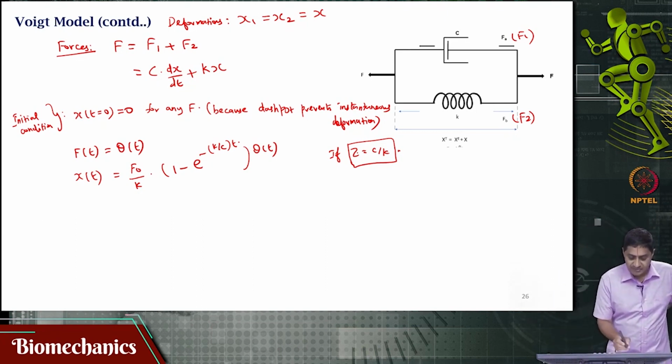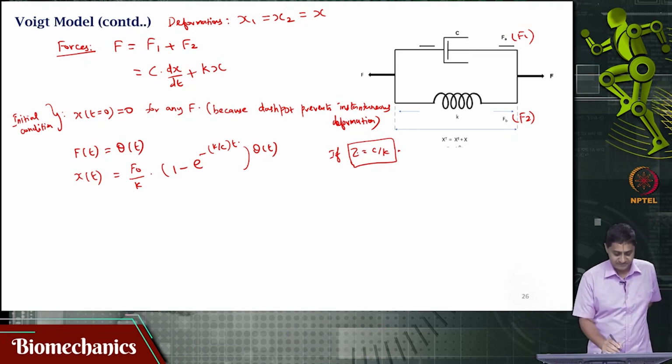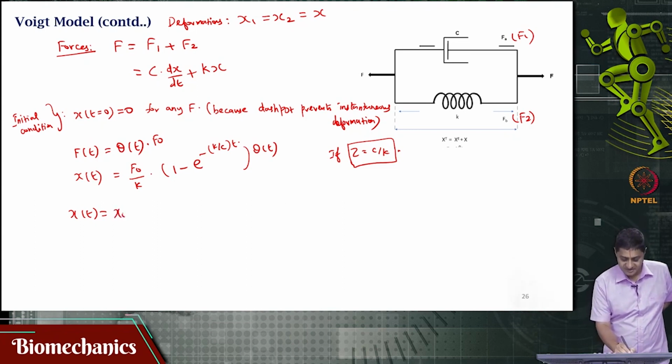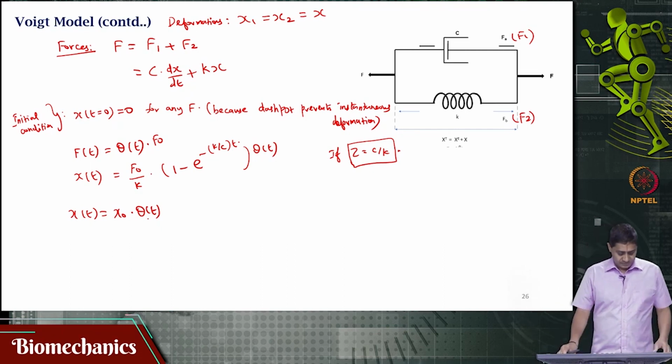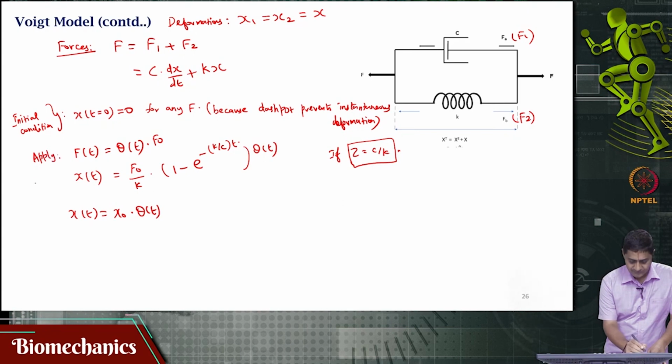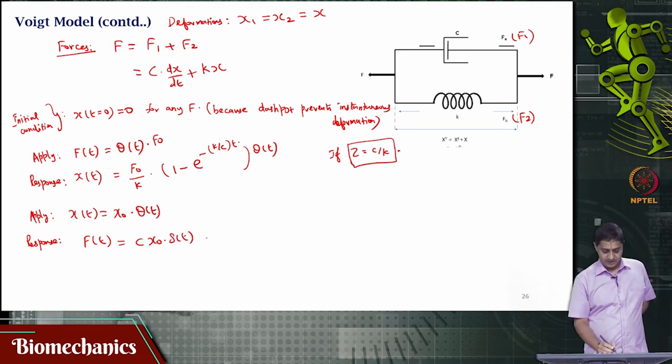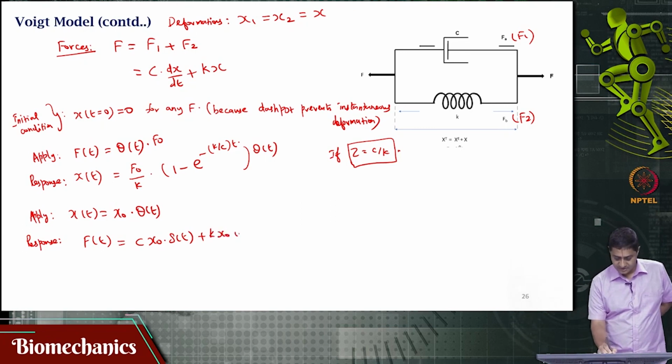Now, suppose instead of a force I am applying a deformation x of t, some x naught times theta of t, just as the force applied was f naught times theta of t. And the response, f of t, is C x naught times delta of t plus k x naught times theta of t, is it not.